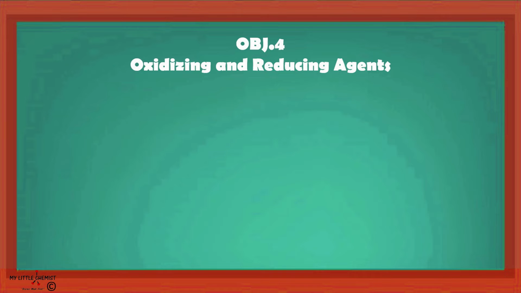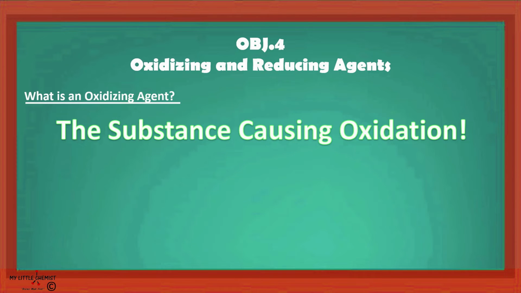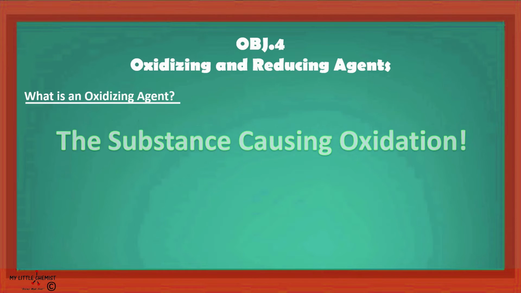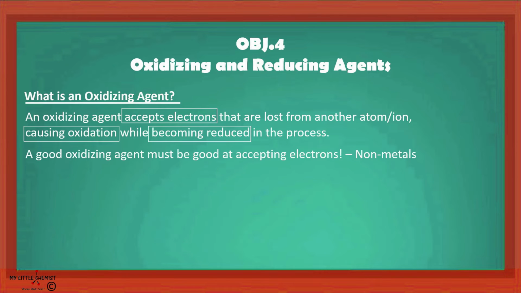Oxidizing and reducing agents. What is an oxidizing agent? The substance causing oxidation, of course. An oxidizing agent accepts electrons that are lost from another atom or ion, causing oxidation while becoming reduced in the process. A good oxidizing agent must be good at accepting electrons, such as nonmetals.